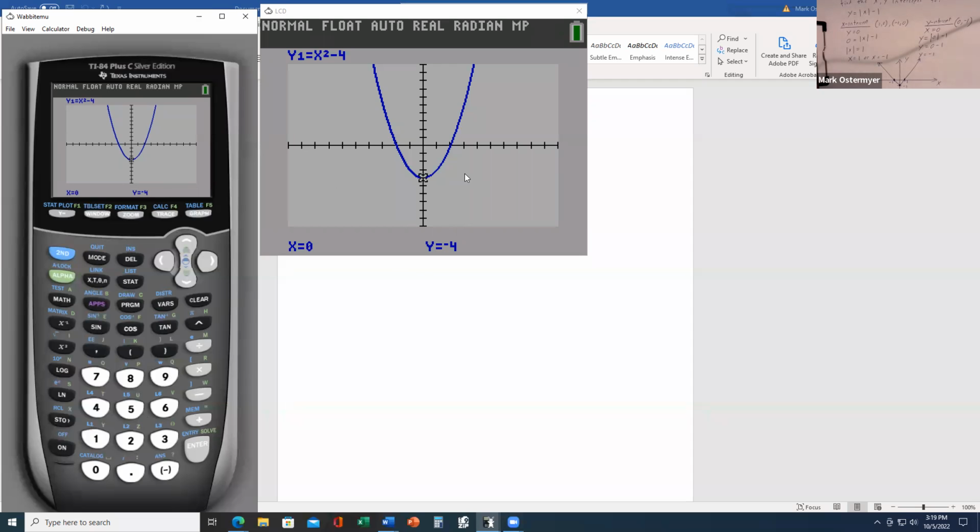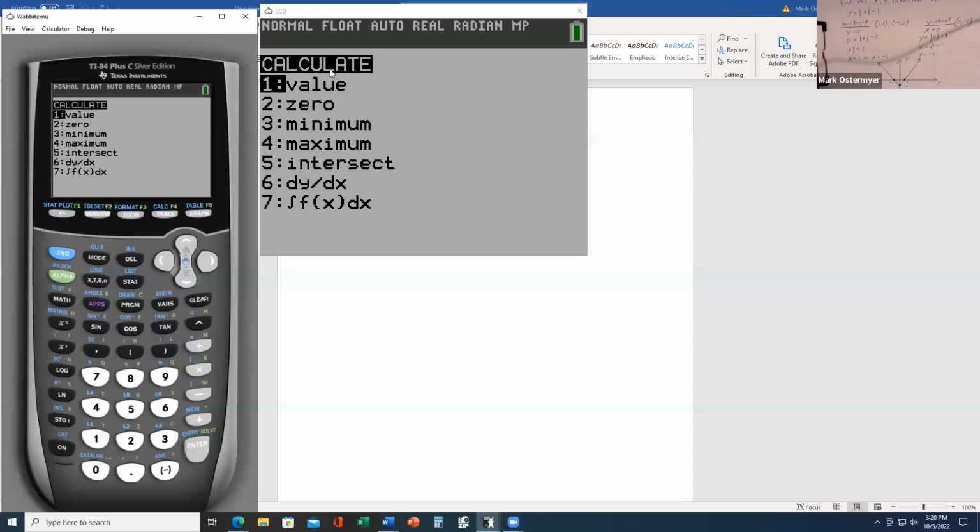Any questions how, given a graph, we find the x and y-intercepts on the graph using our utility and calculate? Either the 0 function to find x-intercepts or the value function to find y-intercepts. Okay? Any questions?